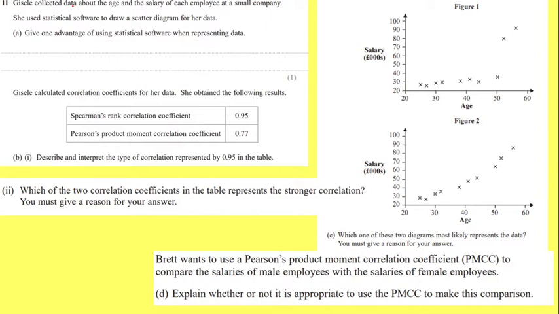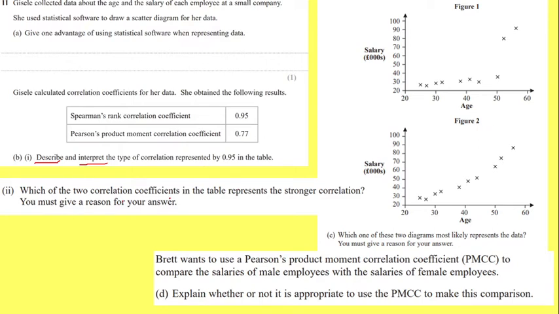Right. So she's got two correlations. Spearman's says 0.95 and Pearson's says 0.77. Describe and interpret the type of correlation. Right, describe, I'd say it is a strong positive correlation. Interpret, I will say that as the salaries increase, the age also increases. Okay, it's important to do both.